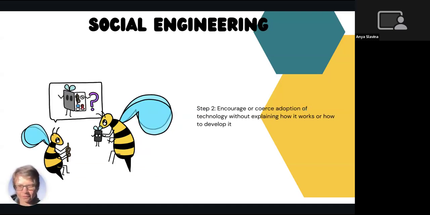The next step after introducing a new technology is to encourage or coerce adoption of the technology. The key here is to not explain how it works or how to develop it, because if you give people the tools that they need in order to develop the technology themselves, they're not going to depend on you for developing the technology and for giving them the technology. So you must keep the elements of how the technology actually works from getting widely known or widely reproduced.